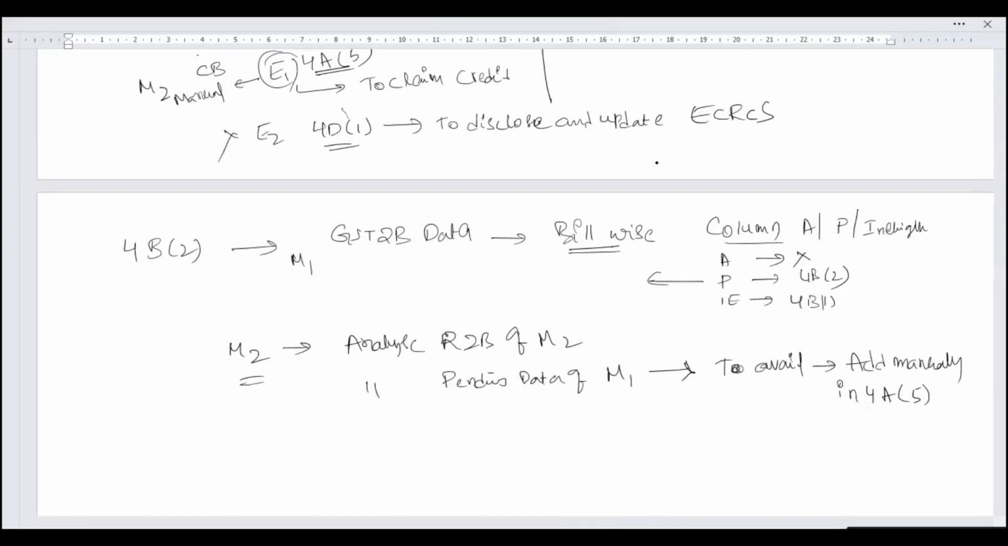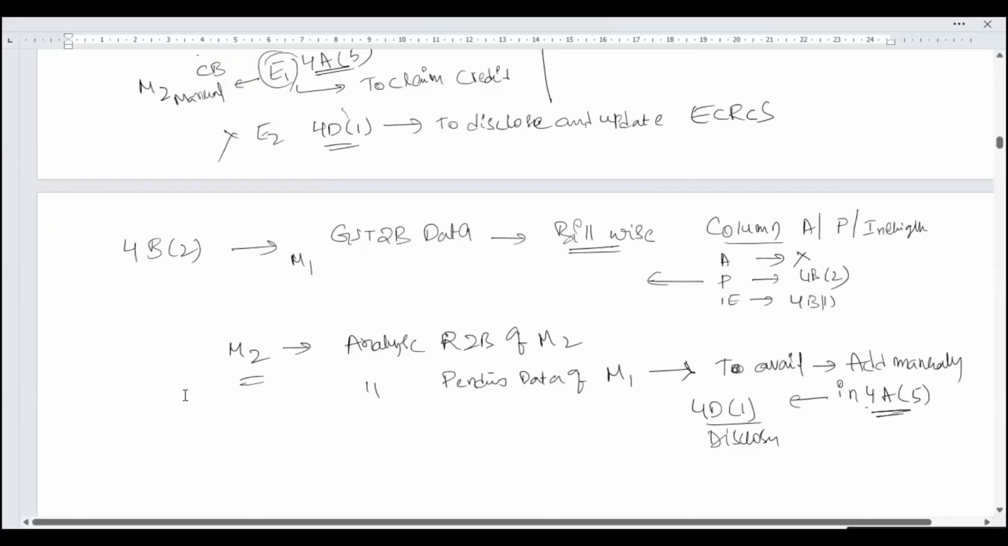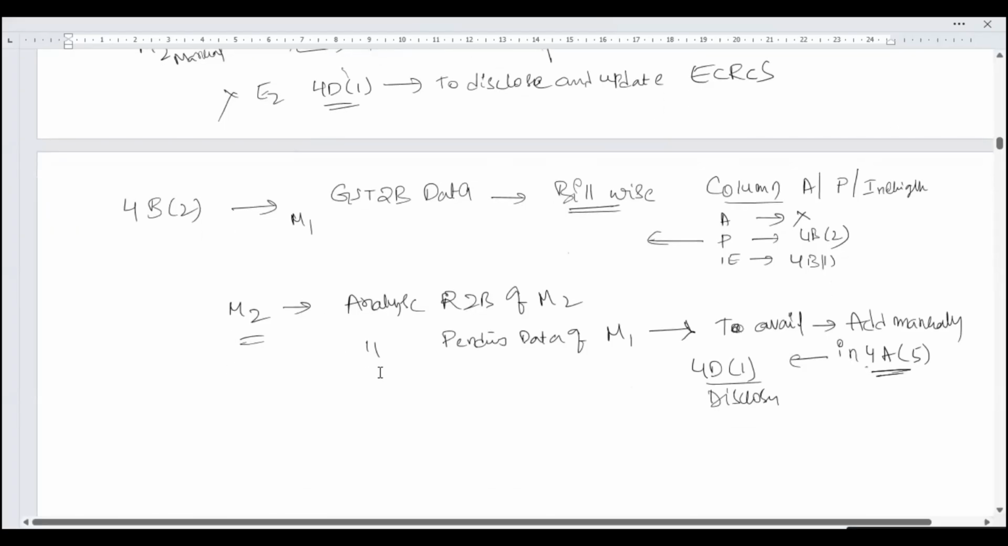And adding this, I also disclose in 4D1. This is my disclosure. This is manual addition. So in month 2, two things I'll do. Whatever I have kept pending in the last month, I add back, and also I disclose in 4D1. Now, this is what we do in an Excel tracker on a monthly basis with respect to your pending credits.